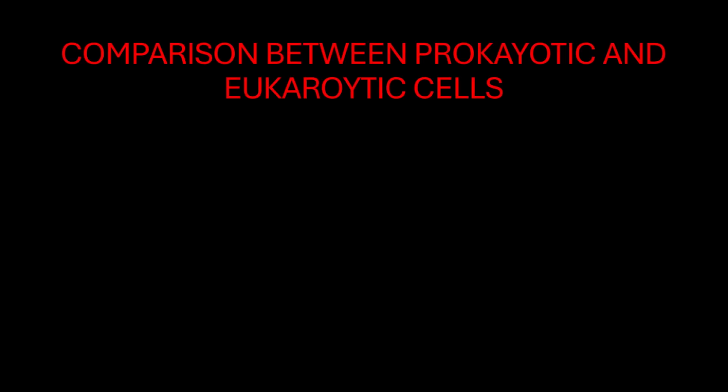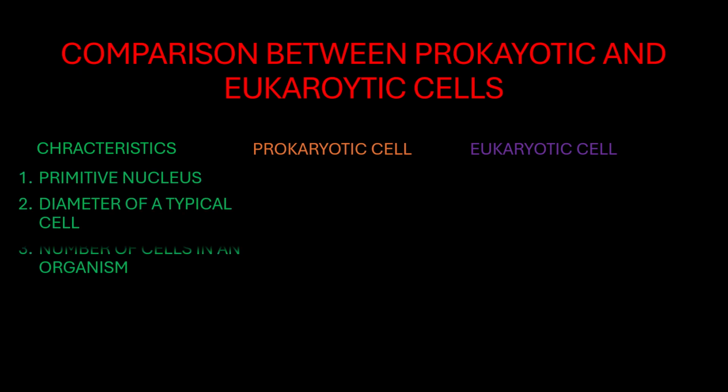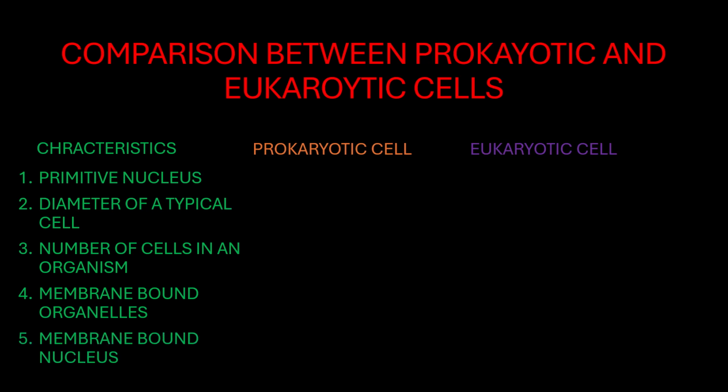Comparison between prokaryotic and eukaryotic cells. Characteristics. First characteristic is primitive nucleus. Second is diameter of a typical cell. Third is number of cells in an organism. Fourth is membrane-bound organelles. And fifth is membrane-bound nucleus.